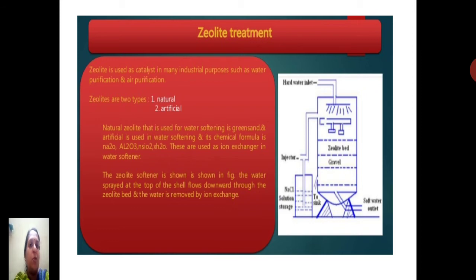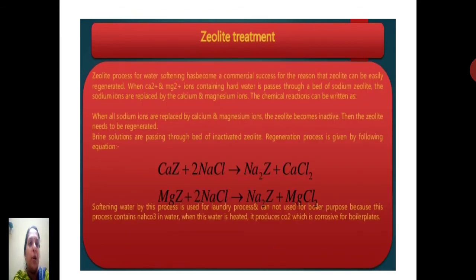the bottom. The zeolites are of two types, natural and artificial, and we can use either of these based upon our requirement. This is one of the successful treatments because these zeolites can be easily regenerated. So calcium and magnesium ions, when treated with hot water, form sodium zeolite, and this sodium zeolite can be easily regenerated.